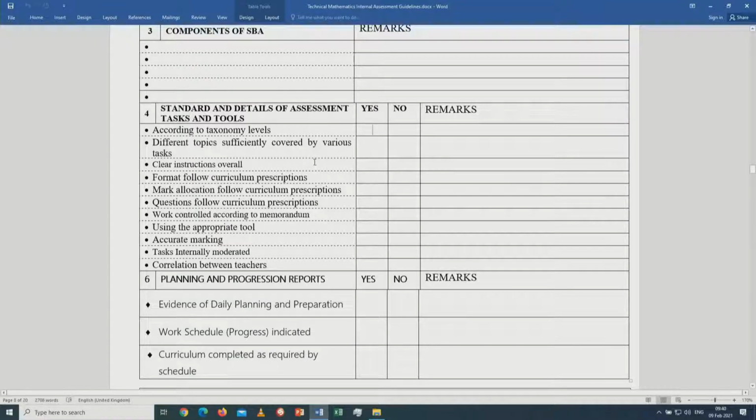What happens in technical maths, remember, knowledge questions must be 25%, and then routine procedure questions must be 45%, and then you have complex 20% and problem solving 10%. So all your tests at school level must adhere to the taxonomy levels as indicated in the policy document. So whenever you are moderated, the moderator will look at your task and check it against what the policy says in terms of assessment. So you must adhere to all the policy documents, the taxonomy levels as indicated.